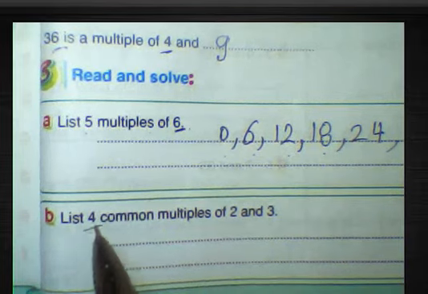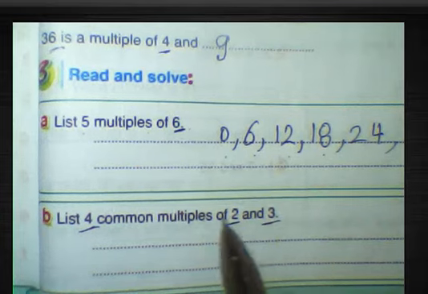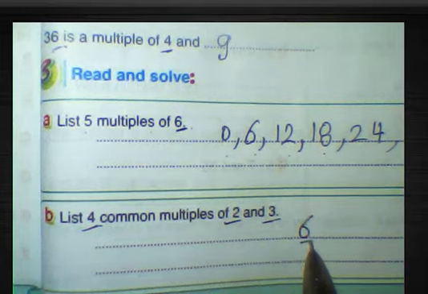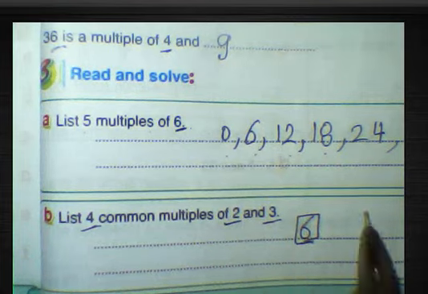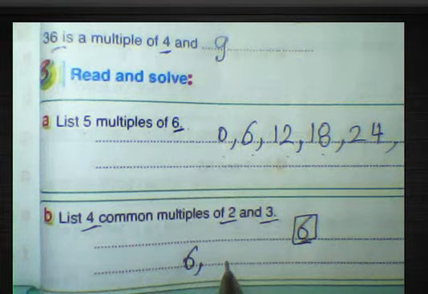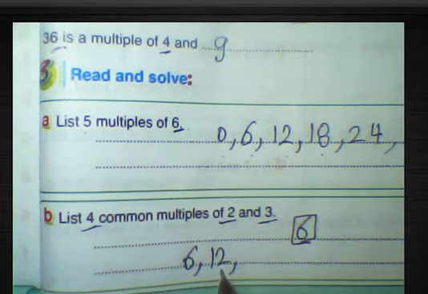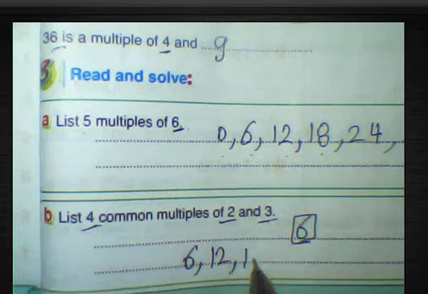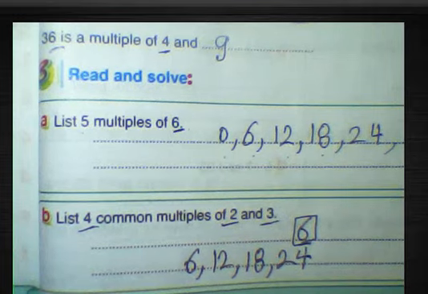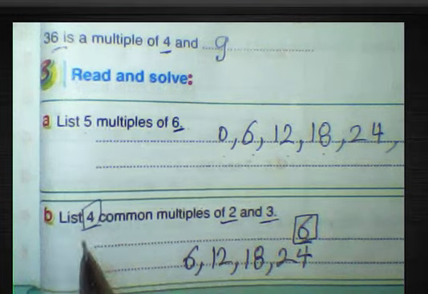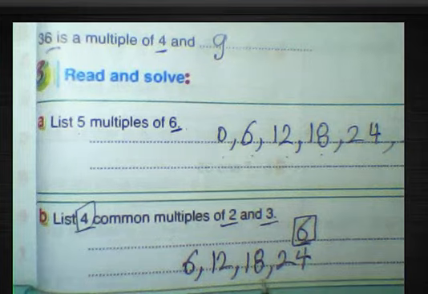List 4 common multiples of 2 and 3. 2 times 3 equals 6, so 6 is the least common multiple of 2 and 3. Then 6 plus 6 is 12, 12 plus 6 equals 18, and 18 plus 6 equals 24. He wants four common multiples: 6, 12, 18 and 24.